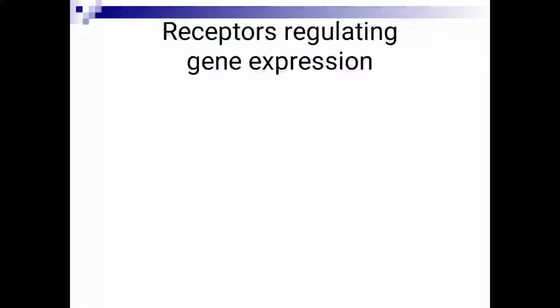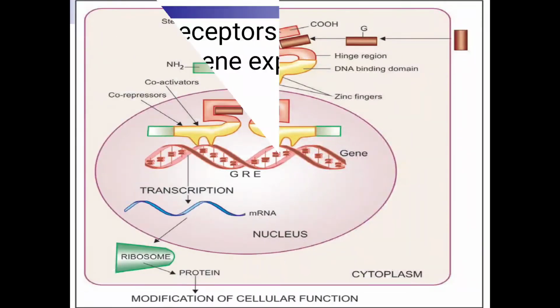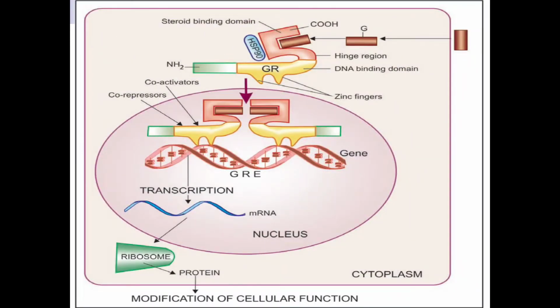Receptor through nuclear means gene expression, nuclear receptor. So when the ligand is bound, the receptor goes to the nucleus, dimerization of the receptor, attached to DNA, transcription, translation, and modulation of the protein, and effect is produced.